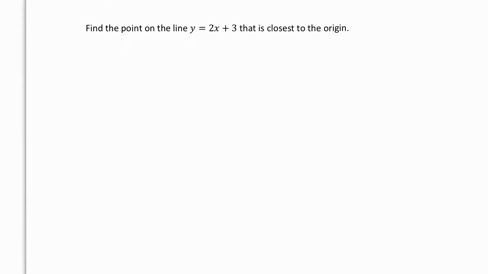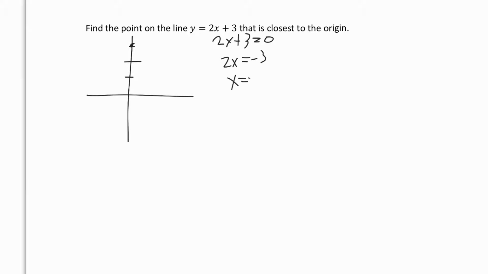Let's find the point on the line y equals 2x plus 3 that is closest to the origin. All right, so we should graph that line. 1, 2, 3, so we've got a y-intercept there. The x-intercept would be at 2x plus 3 equals 0, so 2x equals negative 3, x equals negative 3 over 2. Okay, so we can get an x-intercept there. There's our line. We want to find that point that's closest to the origin at 0, 0.